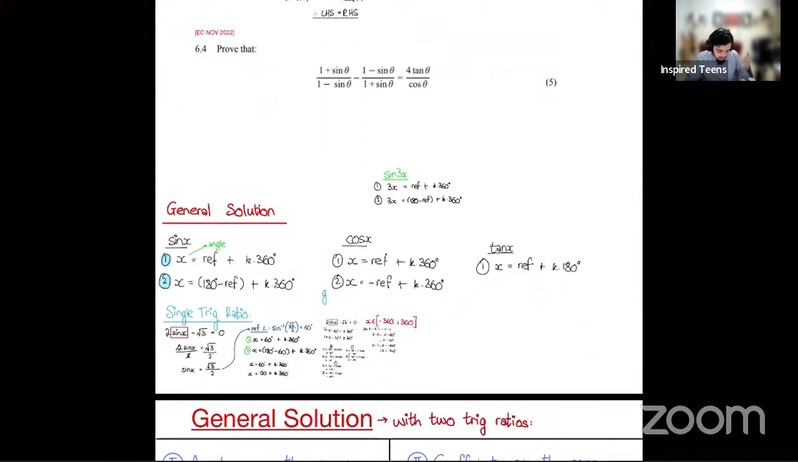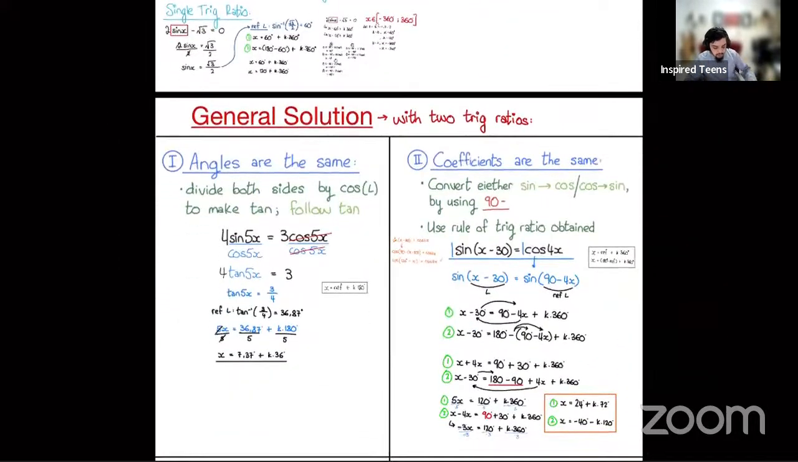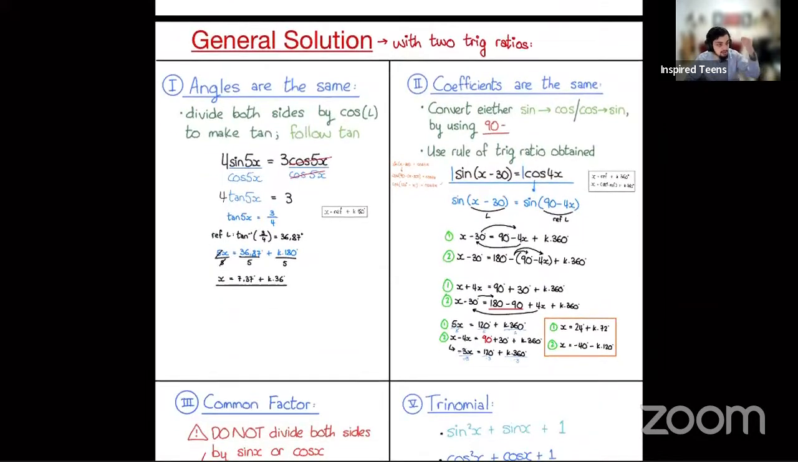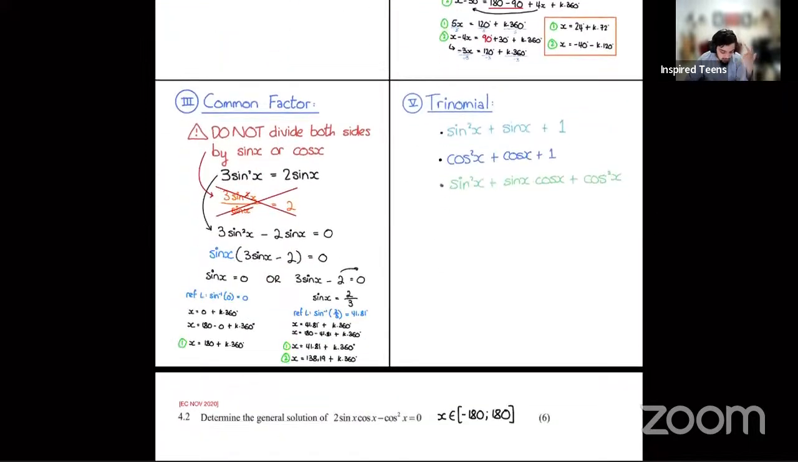But yeah, general solution, single trig ratio, and then we solve 2 trig ratios, 3 different types of examples. One where the angles are the same, one where the coefficients are the same, third, when we can take a common factor. And then the next week we'll do the 4th one, where we do a trinomial, and then we'll move on with life.